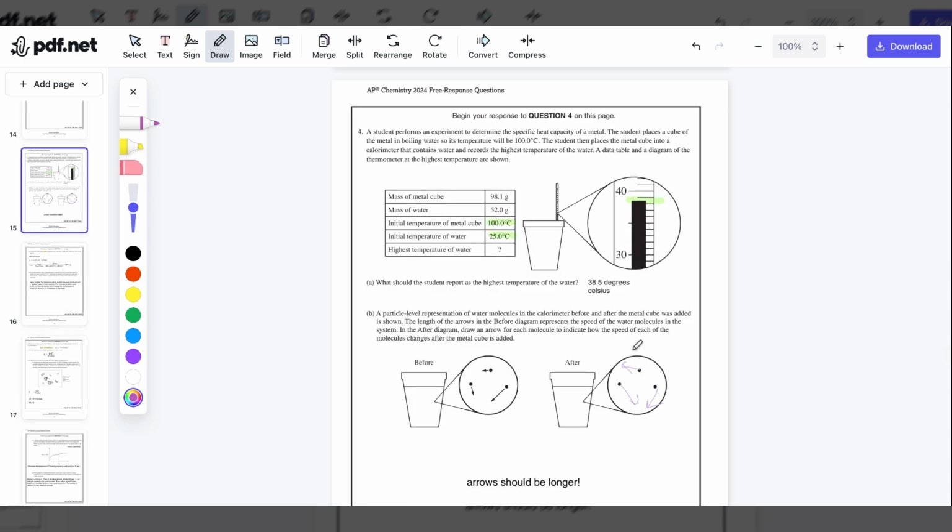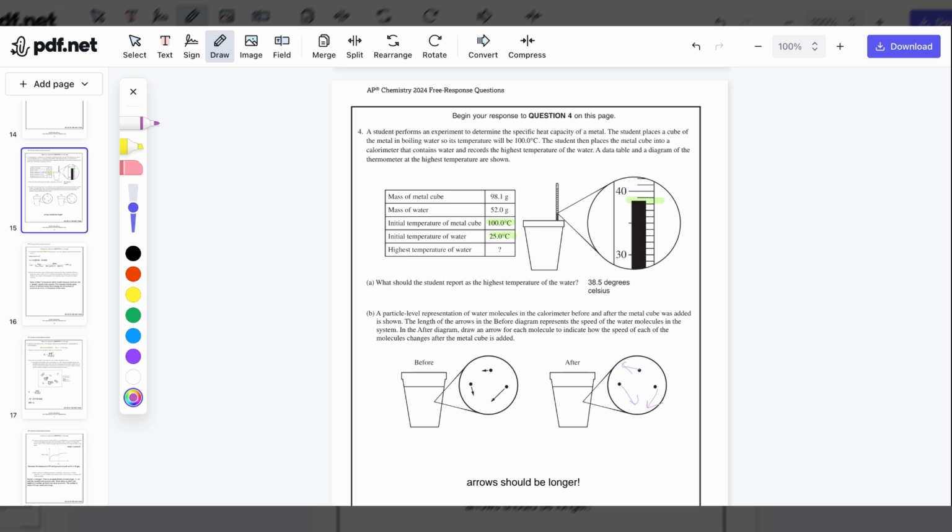Oh, right here. So I already kind of highlighted some key points, but let's go through it. Number 4. A student performs an experiment to determine the specific heat capacity of a metal. The student places a cube of the metal in boiling water so its temperature will be 100.0 degrees Celsius. The student then places the metal cube into a calorimeter that contains water and records the highest temperature of the water. A data table and the diagram of the thermometer at the highest temperature are shown below.